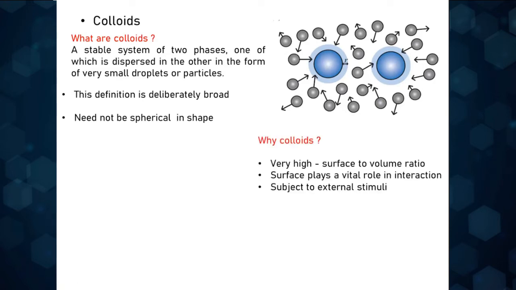One question one has to ask: what makes colloids so interesting? The sizes we are interested in range roughly from a few nanometers all the way to a few tens of microns, so the range of sizes is quite large. Given that the sizes are very small, one of the important implications is a very large surface to volume ratio. If this ratio is very high, it means that the surface plays a very critical role in the interaction.